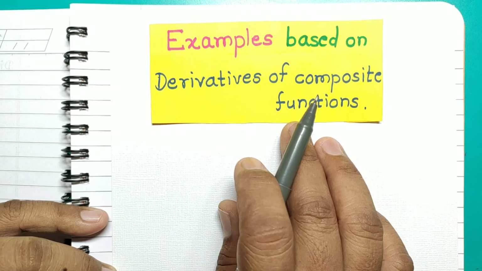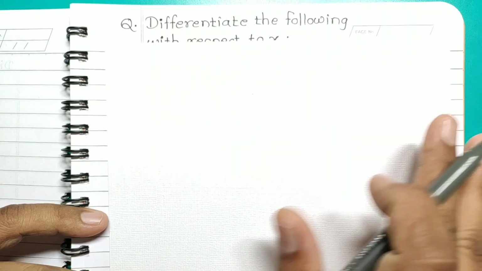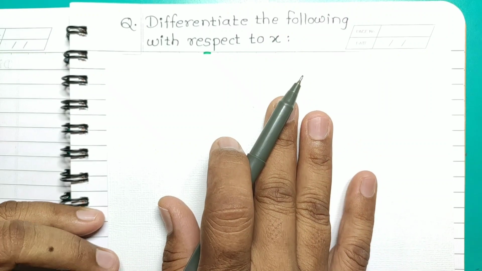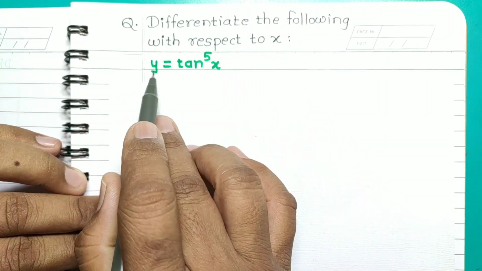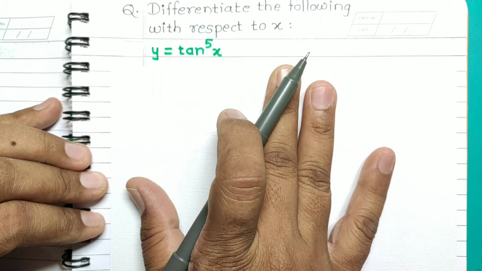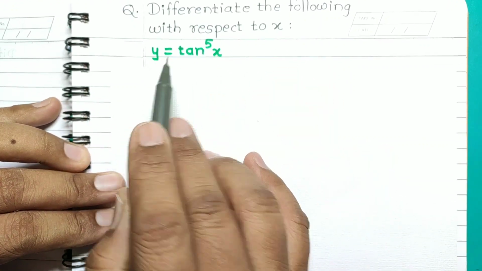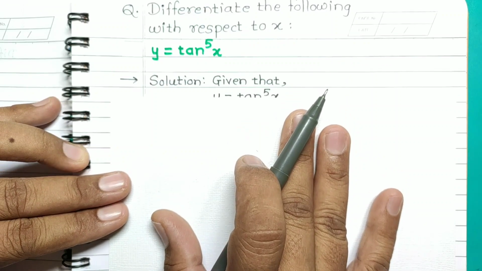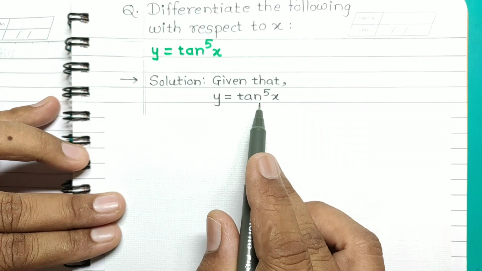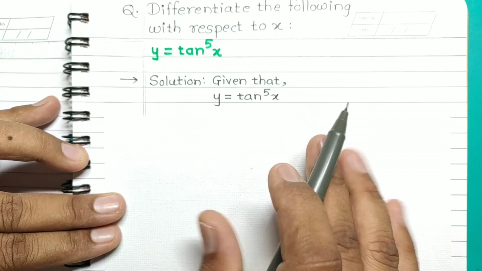Related to this, the question is given as: differentiate the following with respect to x. The first given function is y is equal to tan raised to 5x. So we have to find out dy by dx. In the solution, you write down the given function, given that y is equal to tan raised to 5x.